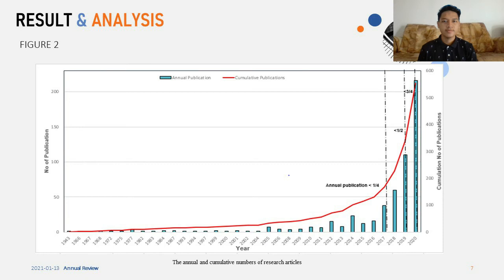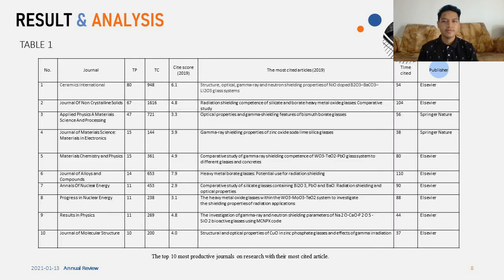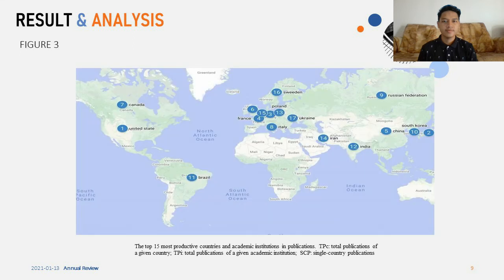Next, Figure 2 shows the annual and cumulative numbers of research articles. Next, this is our Table 1, which is the top 10 most productive journals on research with their most cited article. The TP column shows the total of publications, while the TC column shows the total of citations. As you can see, the most cited articles were published by Elsevier and Springer Nature. Move on to Figure 3. This is the top 15 most productive countries and academic institutions in publications.